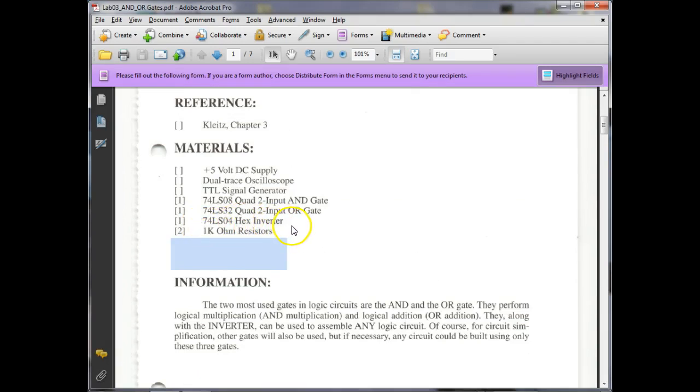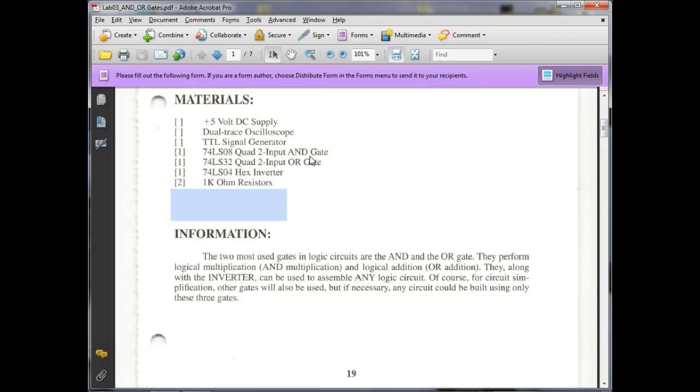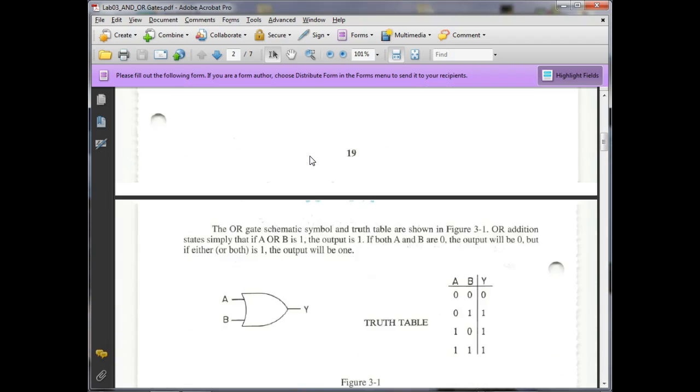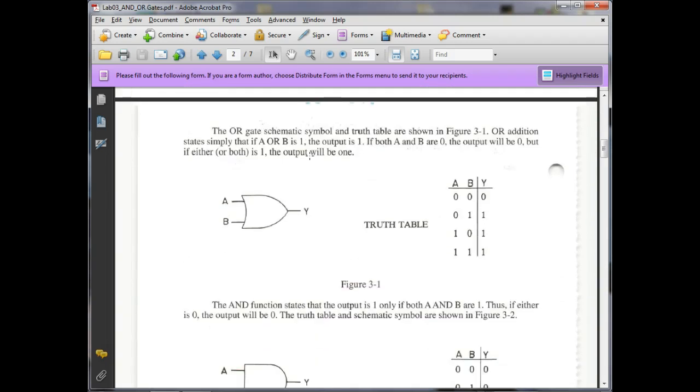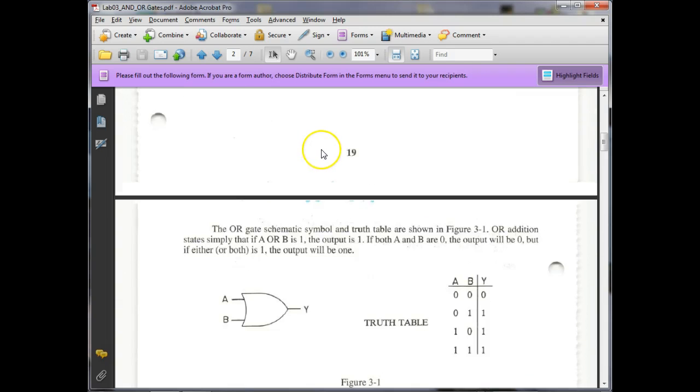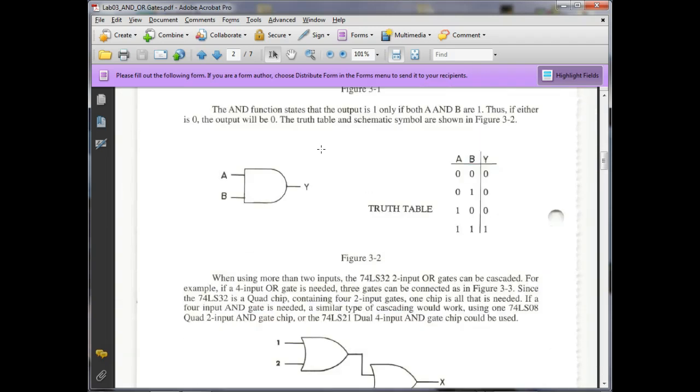I'll have to look and see if we actually need a 1K ohm resistor. We might not need that. And of course, 5 volt supply. 5 volt supply is on the trainer.